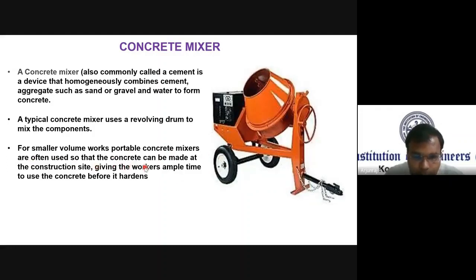It's also used so that concrete can be made at the construction site itself, giving the workers ample time to use the concrete before it hardens. Because you need to use the concrete before it hardens. The time required to use concrete for roads and bridges matters. But when you take it from the concrete manufacturing plant and come to your site, sometimes the hardening time is exceeded, and then it becomes very difficult to use in roads or bridge construction. So, according to the timings and the level of work, you need to have this concrete mixer.